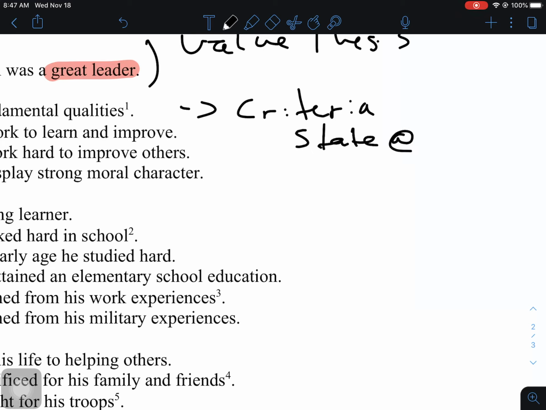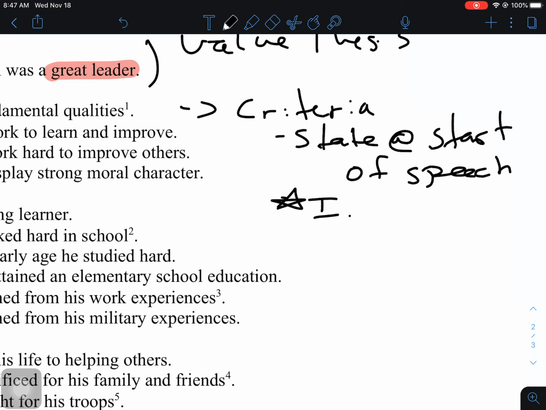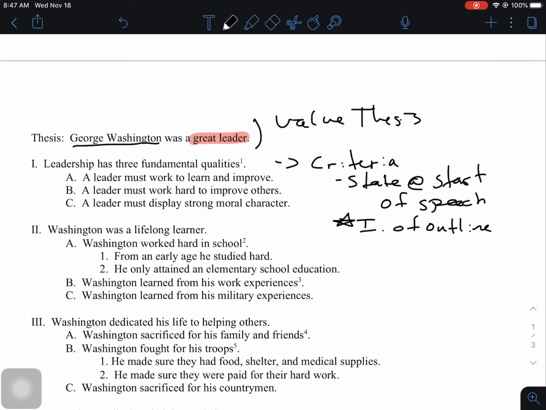So I'm just going to write that down here. State at the start of speech. Some people do work it into their introductions. Other people use it as their first point. And this is critical for the outline. It's always going to be point 1, to make sure that it is in the right spot and that it's identified there.